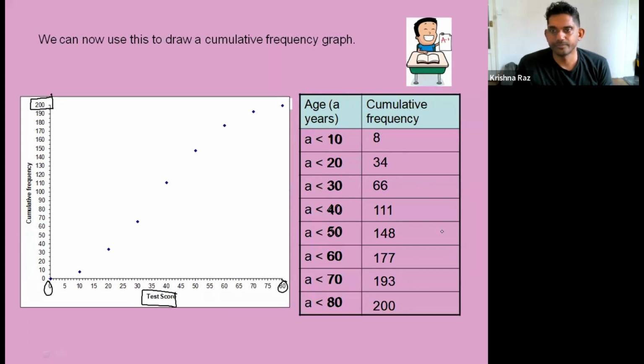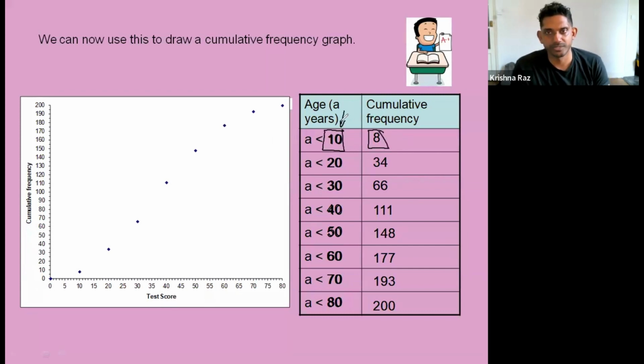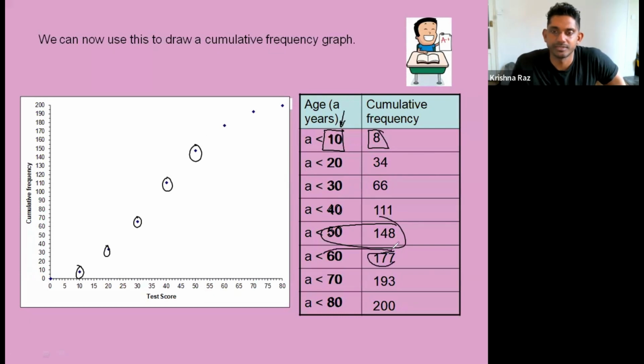What we then do is plot these points, which use the upper class boundary of the original table. So we use 10 against 8. We plot 34 and 20. We plot 66 against 30, 111 goes with 40, 148 and 50, 177 and 60, 193 and 70, and 200 at 80. Those are the points that we cross.